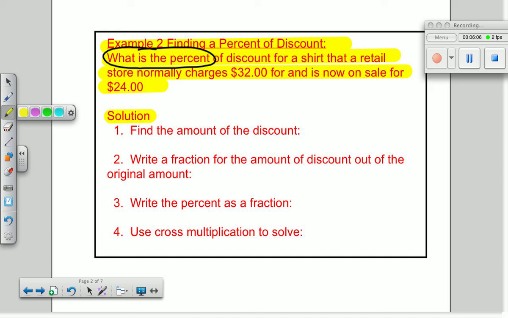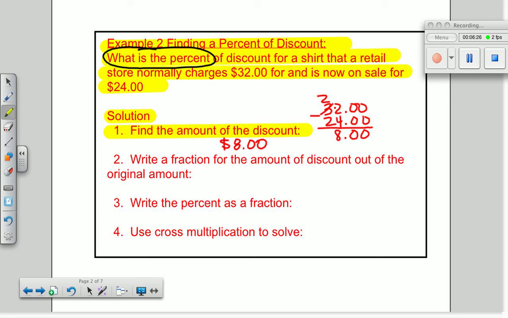So first we're going to find the amount of the discount, again using subtraction. The store normally charges $32 for it. However, now they're charging $24 for it. So we subtract to find how much is the discount. The discount is $8. So our answer here is $8. And then write a fraction for the amount of discount out of the original amount. So the amount of discount is $8 out of the original amount, which was $32.